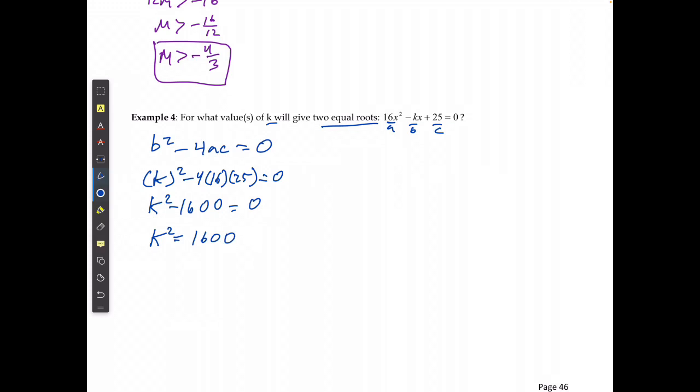And remember, when I take the square root of both sides, I've got to take the positive and negative square root, or positive or negative 40. So k could either be positive 40 or negative 40. It's still going to give me exactly one solution, or 2 equal roots.